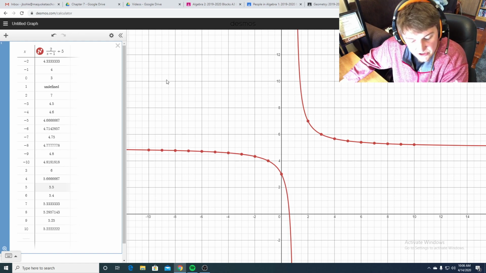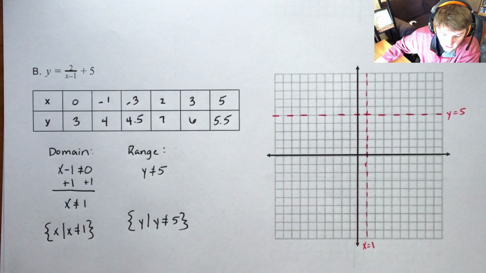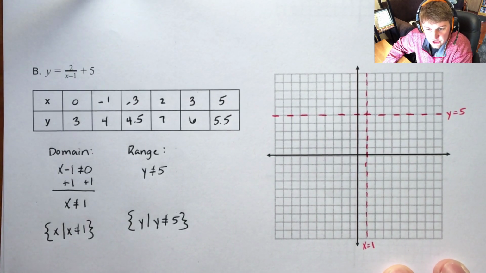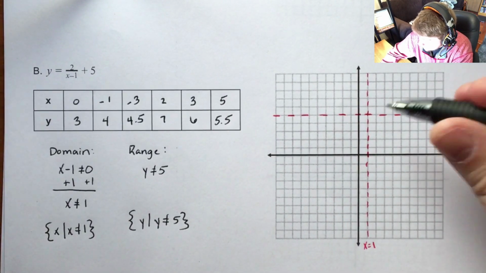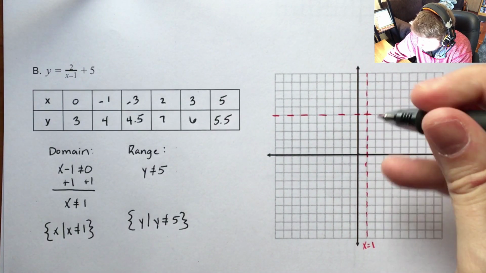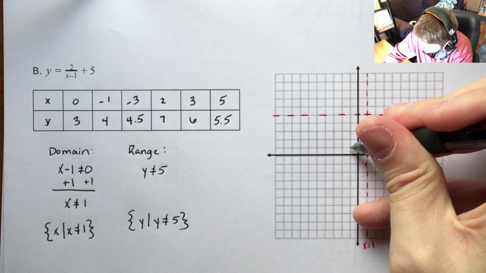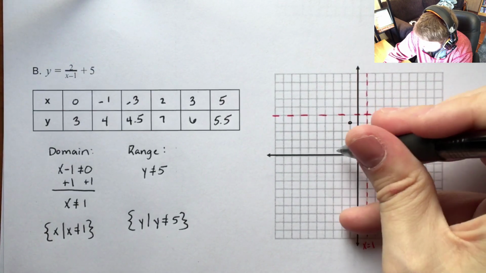Okay, so now we can switch back to our paper. All right, and we can go ahead and try to graph these points. Okay, so first one, 0, 3. Again, go from the original origin. 0, 3, 1, 2, 3. Okay, and then negative 1, 4. Negative 1, 1, 2, 3, 4. Okay, and then negative 3, 4.5.